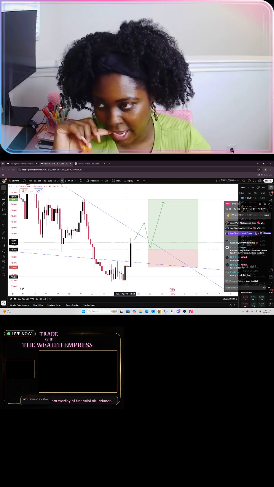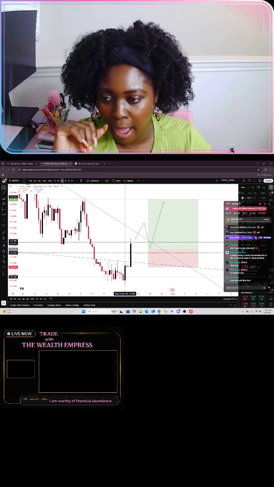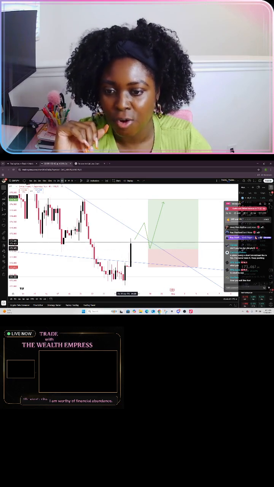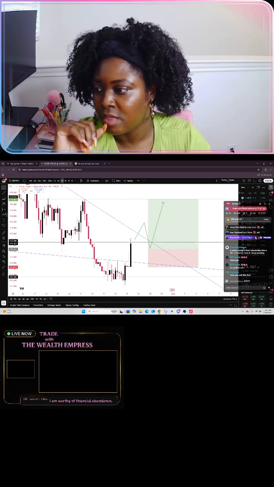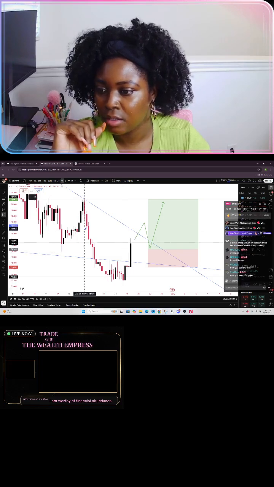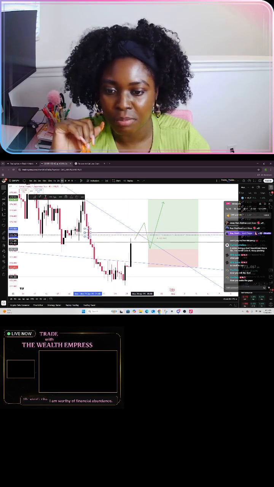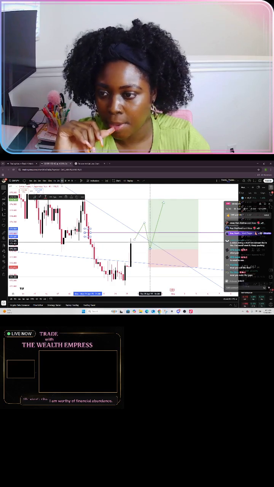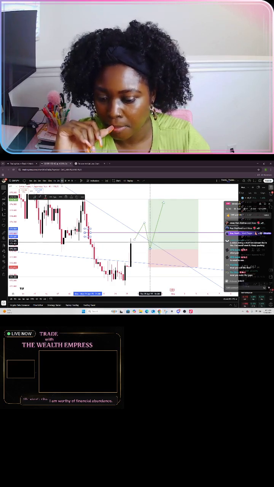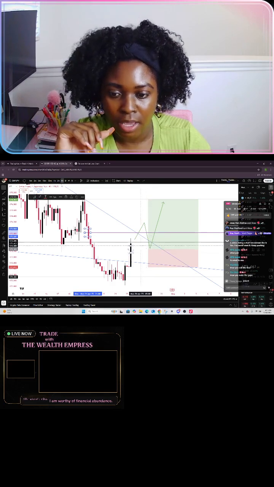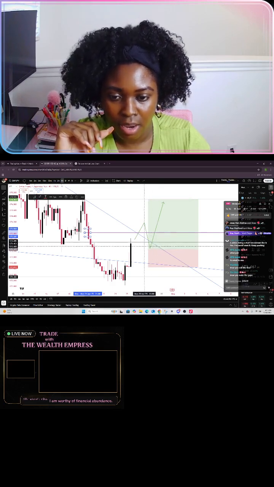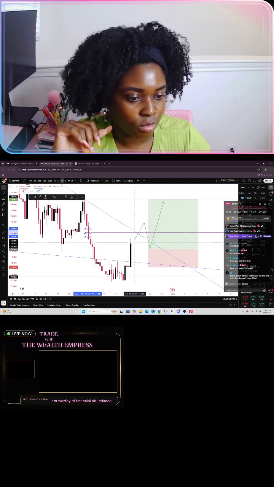All right, y'all see that gap right here? This is a 4-hour gap. This is a 4-hour gap. This gap right here is probably what's going to send price back down into this gap. Okay. Then you want to wait on your confirmation candles.